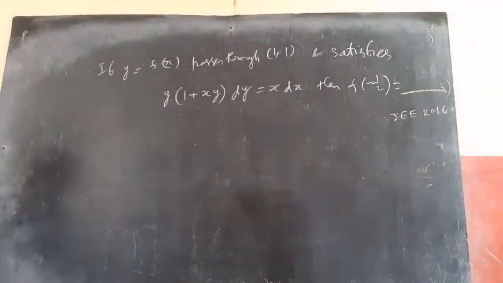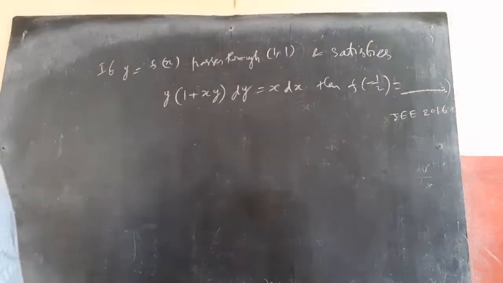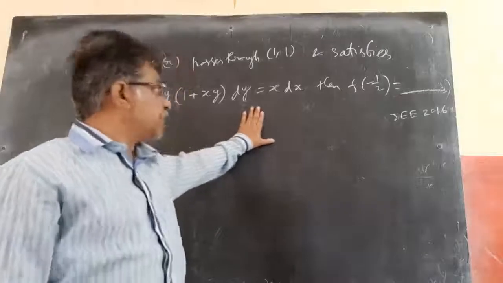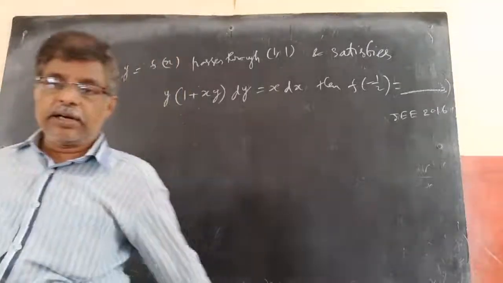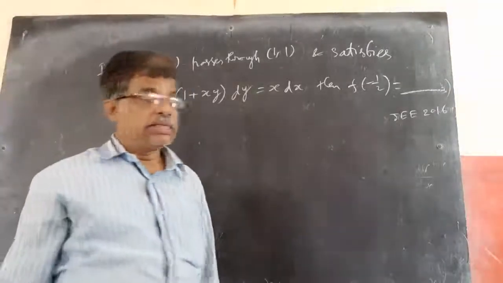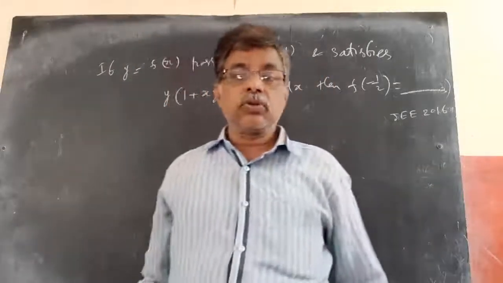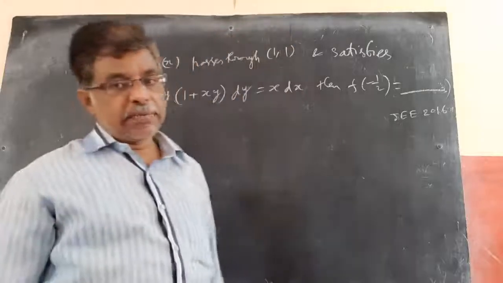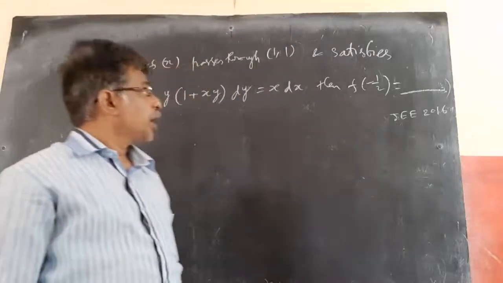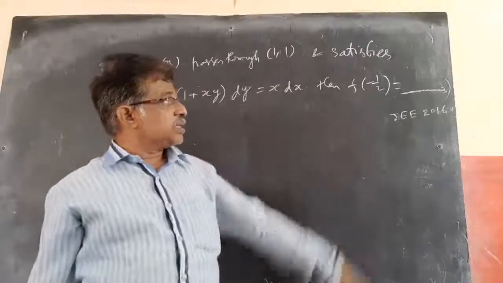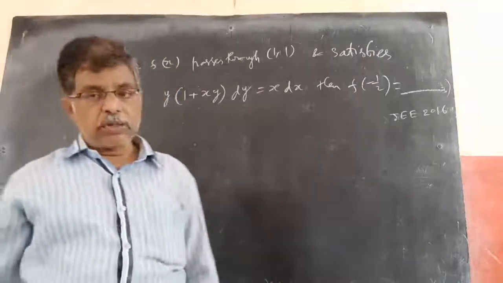If y equal to f of x passes through 1 comma 1 and satisfies the equation y into 1 plus xy dy equal to x dx, then find f of minus 1 by 2. JEE 2016, I jumped to 2016. Remaining I will send through the PDF today. You try them, and if you have doubt, ask me.